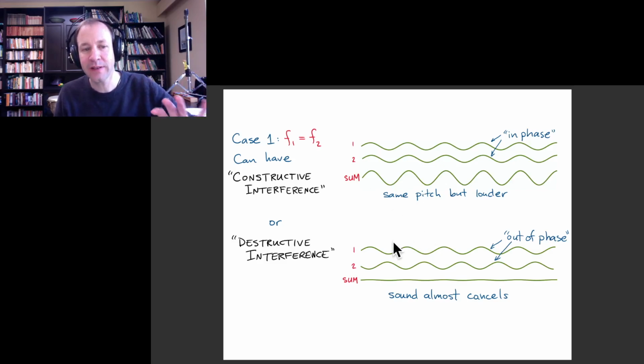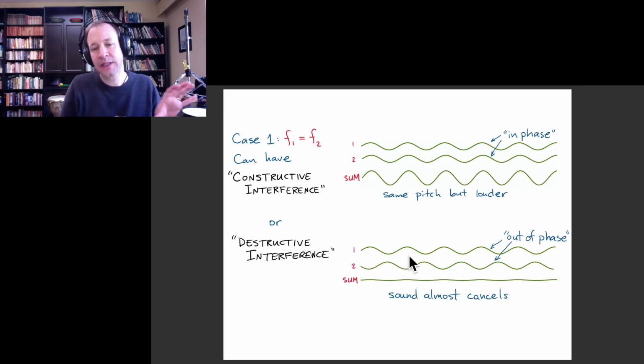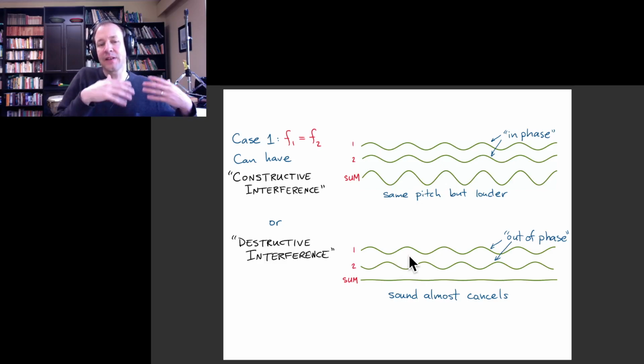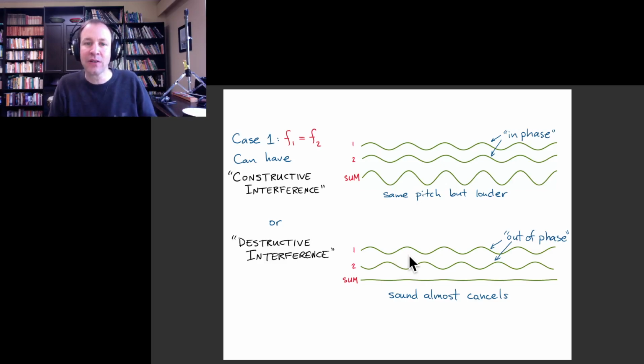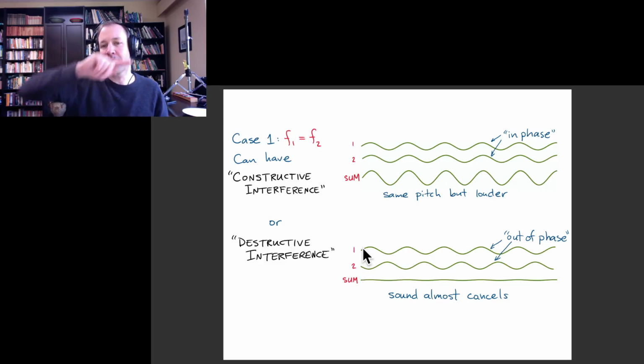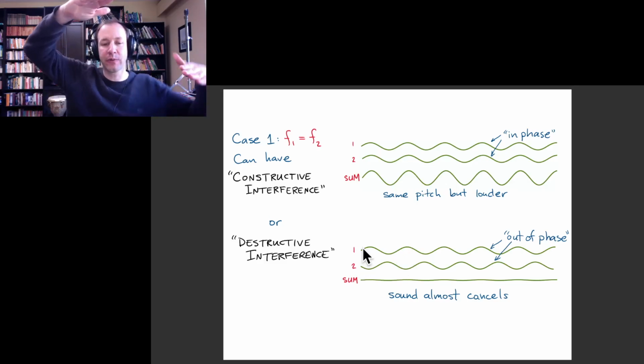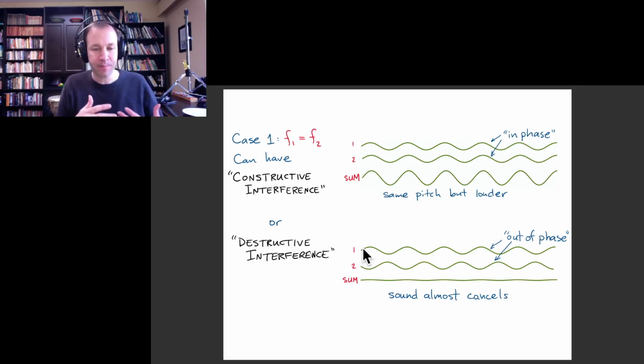But the other thing you notice is that you could get a different result if graph number 2 is shifted in time relative to graph number 1. And so if it's shifted in time by a half of a period, well, then the first sound wave is going to go up when the second one goes down. And that means that the air molecules from the first sound wave would be displaced one way, but then the second sound wave is trying to displace those air molecules in the other way. And so what happens is that the sound almost cancels in that case.